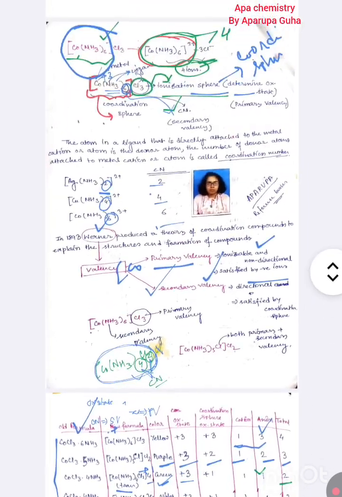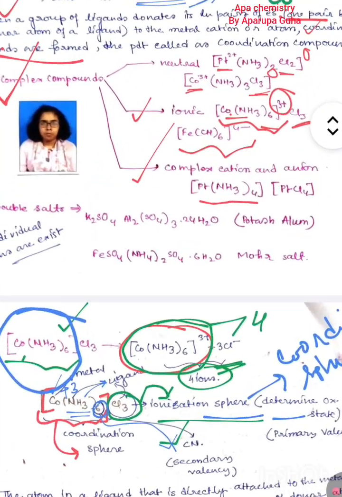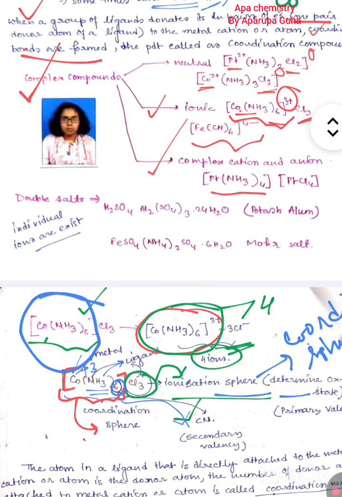Now, double salt. The difference between double salt and coordination compound. A double salt, for example, which is well known, is potash alum, that is K2SO4, Al2(SO4)3 and 24H2O. And the next one is Mohr's salt, that is FeSO4, (NH4)2SO4, 6H2O. You know, many people do titration on Mohr's salt. Okay, you know this color. So they are basically double salts. Why? Because they are dissociated into all the individual ions.